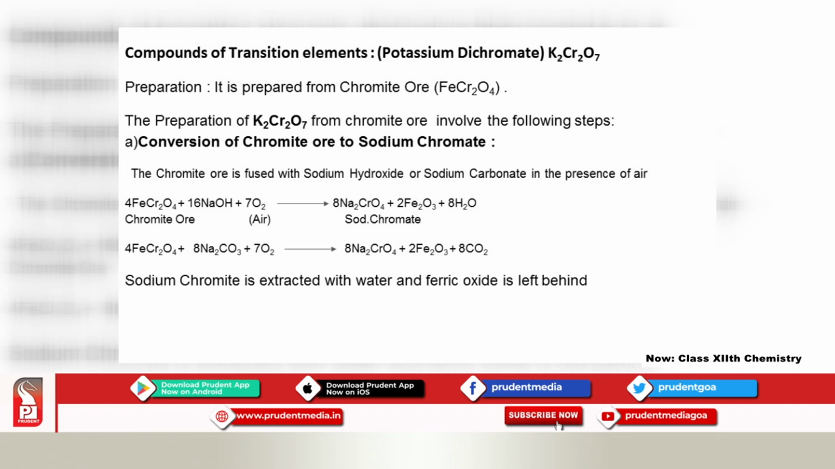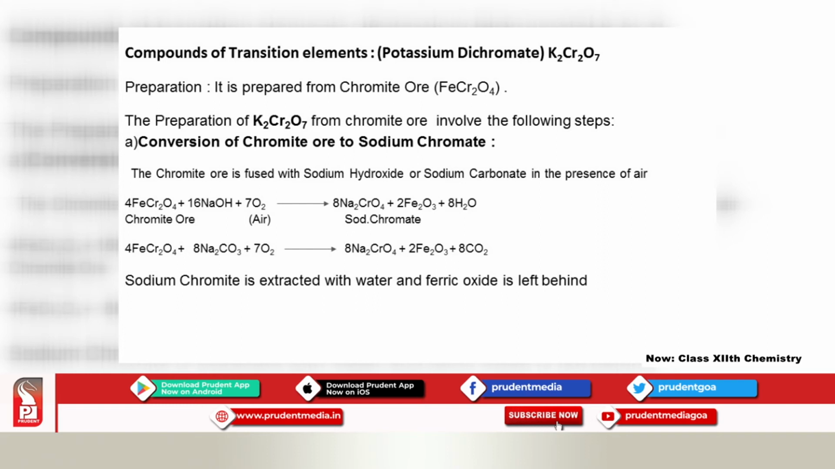Even you can use sodium hydroxide alkali, or you can use sodium carbonate also. See, FeCr2O4 plus sodium carbonate plus oxygen is fused, you will get sodium chromate and Fe2O3, and here you will get carbon dioxide.